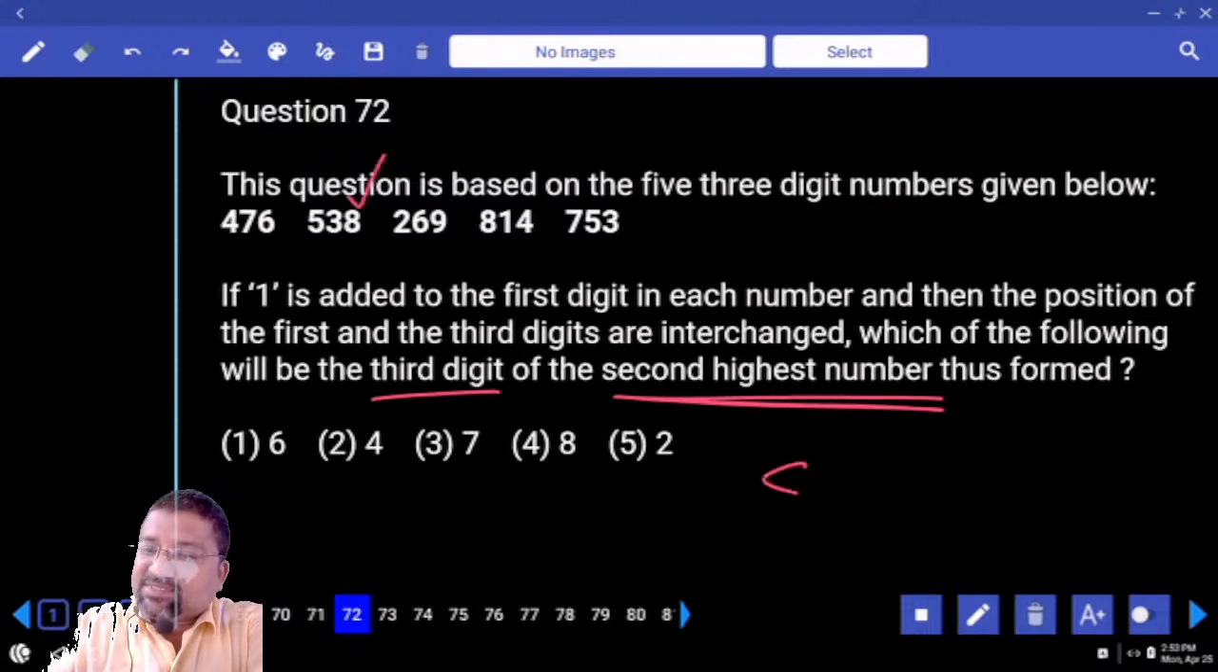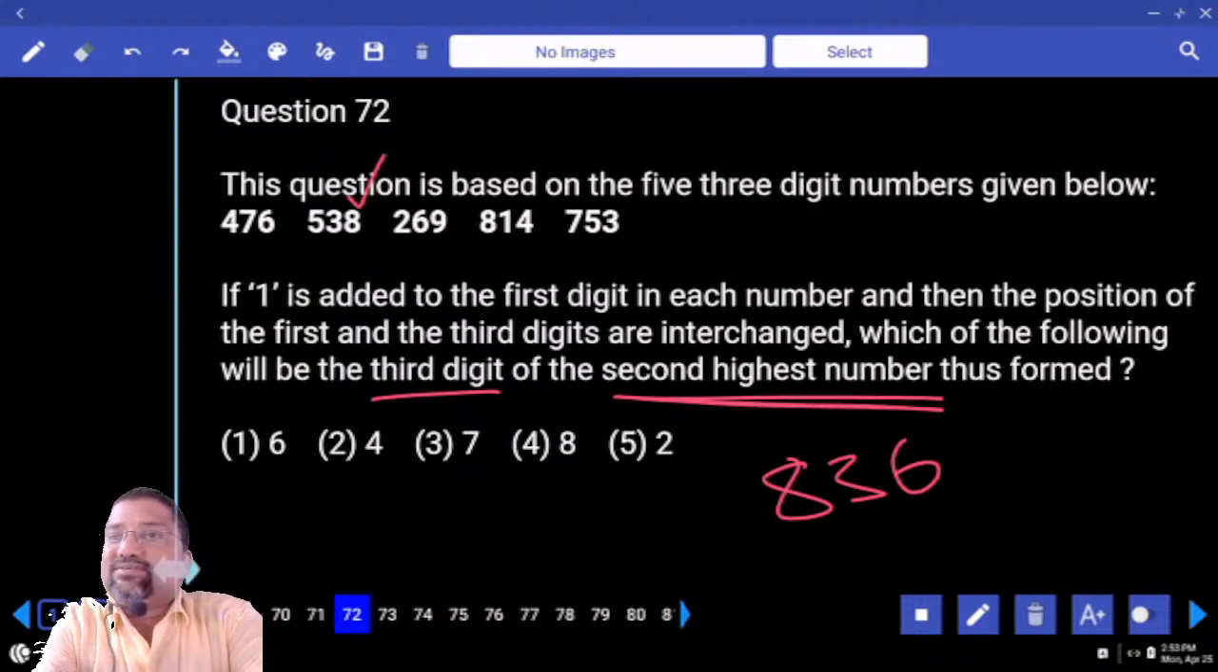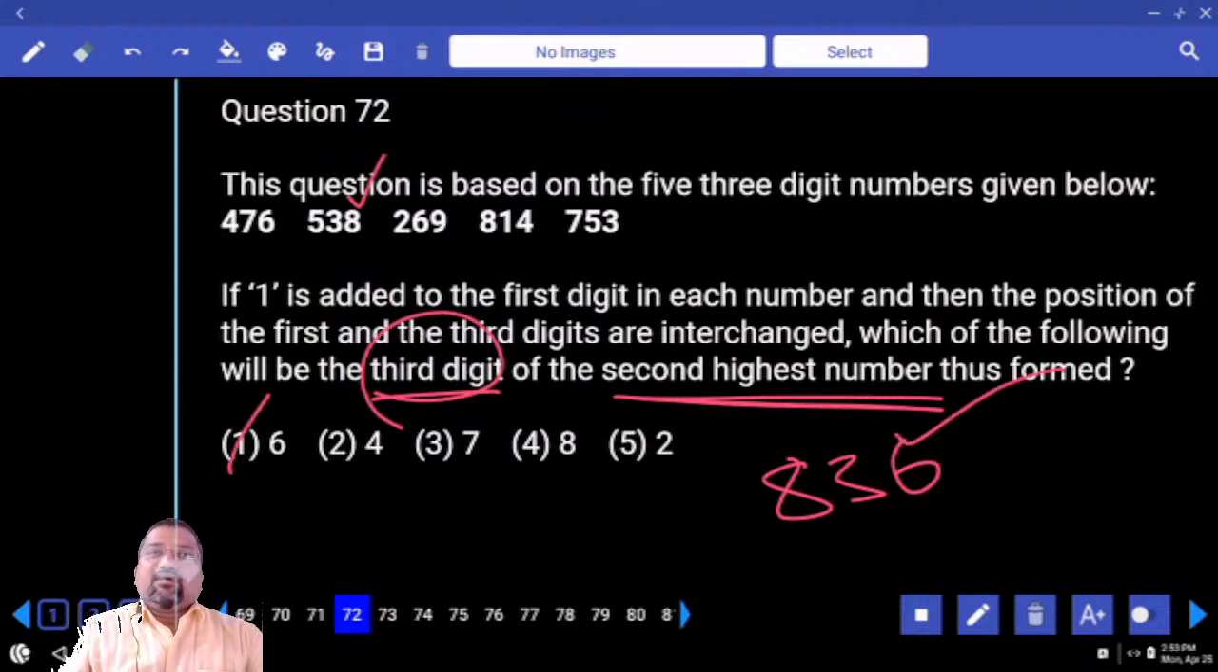And then this becomes 835, 836, because 1 is added to the first digit. What's the question? Third digit of the second highest number. What is the third digit? 6. What's the answer? First option.